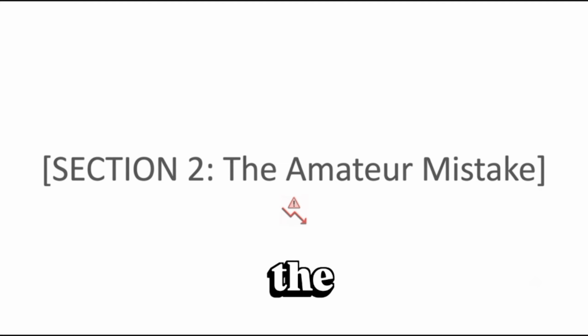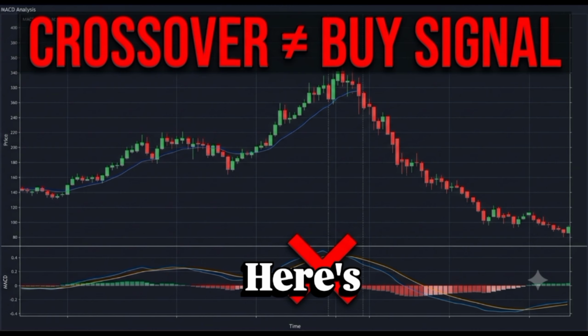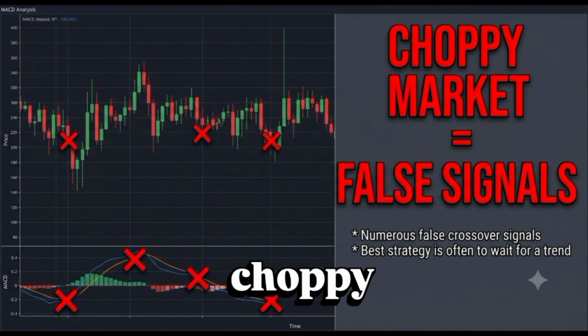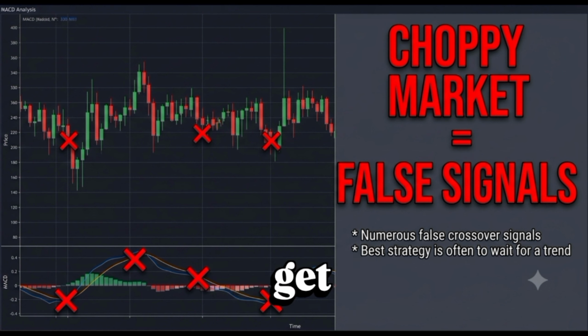Section 2. The amateur mistake. Here's the mistake 90% of traders make. They treat every MACD crossover as a buy or sell signal. MACD crosses above the signal line, buy, crosses below, sell. This works terribly in sideways, choppy markets. You'll get whipsawed to death. The MACD will cross back and forth, and you'll lose money on every fake out.